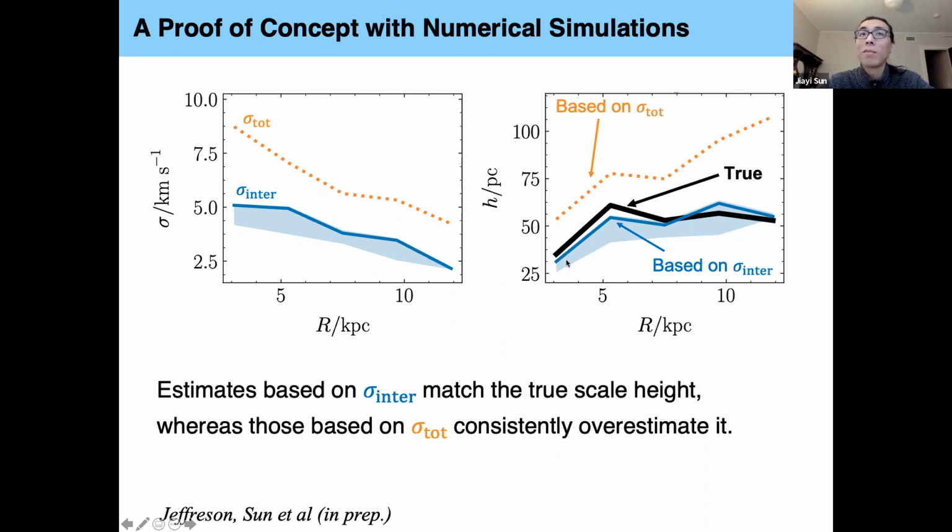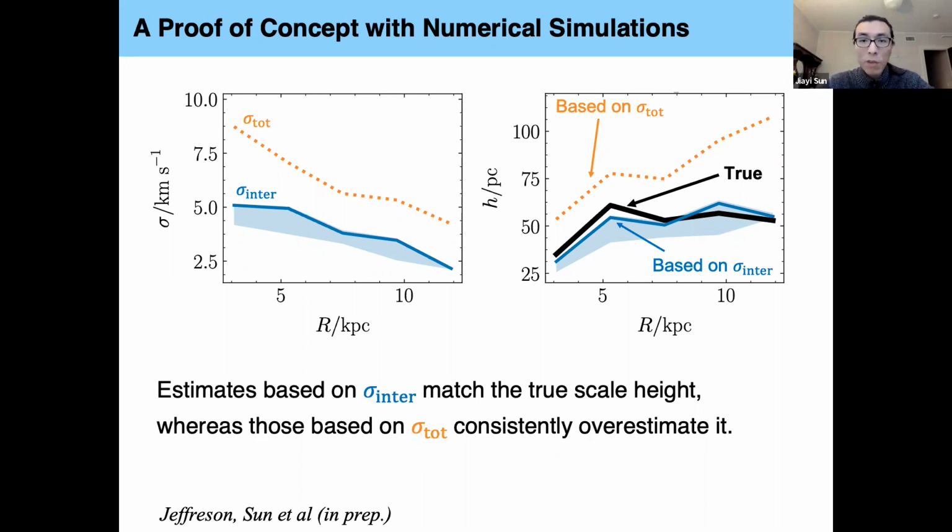Now, on the right-hand side, you have the scale heights estimated from those two terms as a function of radius. Again, the blue and the orange correspond to those two different estimates, and the thick black line gives you the true vertical scale height we directly measure from simulations. And you can see that estimates based on the cloud-to-cloud or intercloud velocity dispersion match the true scale height, but those based on the total sigma overestimate the scale height. So this is reassuring. It tells us that our measurement seems to work. It seems like separating out the intercloud and intracloud terms gives a more realistic estimate of the scale height.